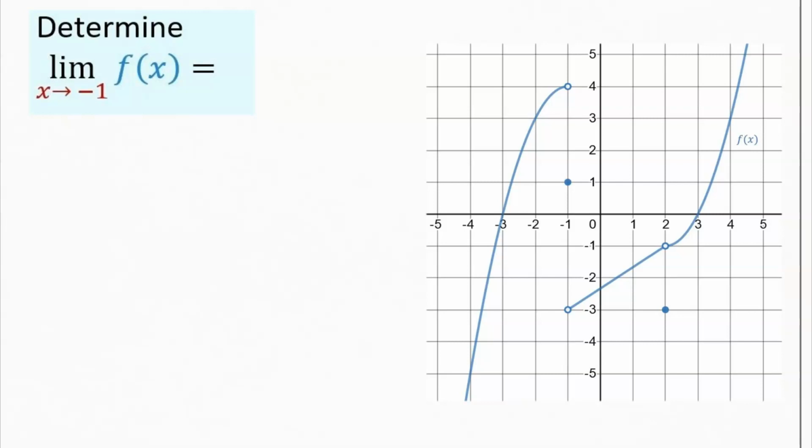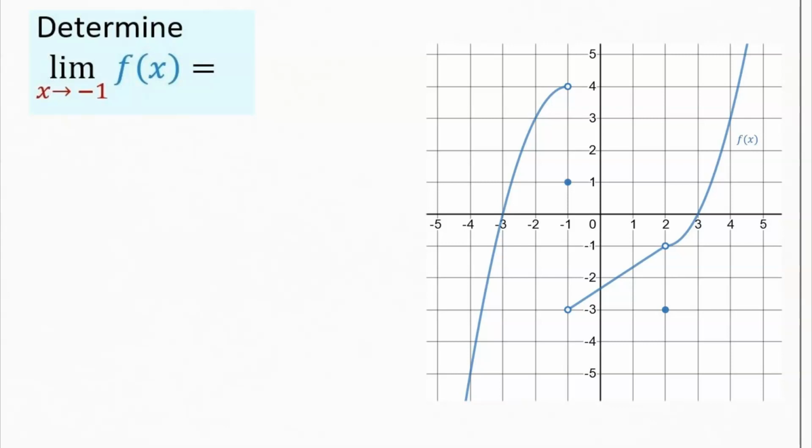This example is giving us a limit question. It's asking us, what is the limit as x approaches -1 of this equation f of x? And then they give us a graph over here on the right to use to answer that limit question.